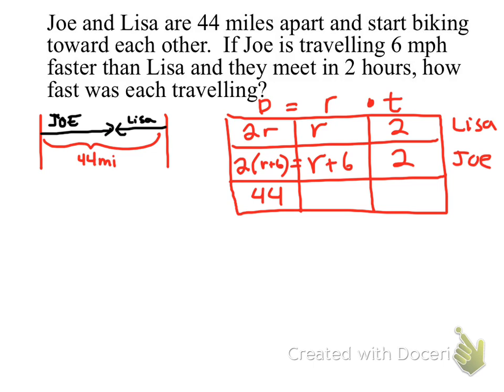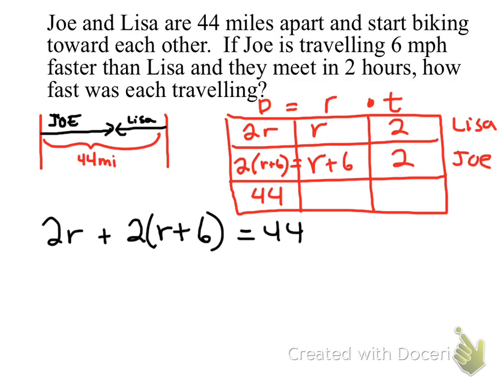I want to hear from somebody I haven't heard from. Okay, let's go with Alex. What's the equation going to be? It's going to be 2R plus 2 times the quantity of R plus 6 equals 44. Okay.